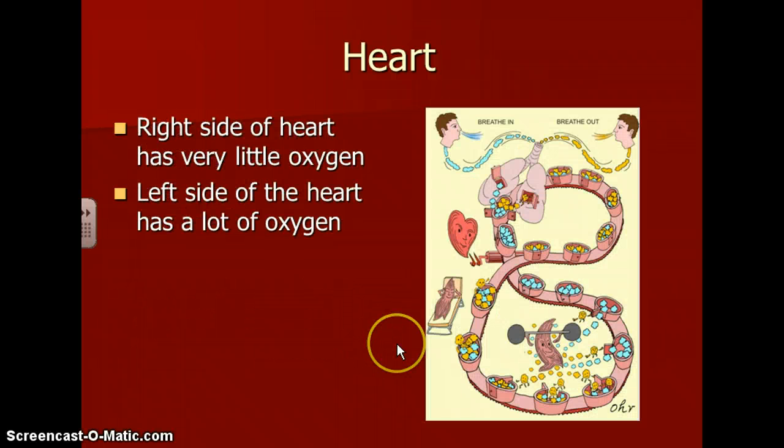The right side of the heart has very little oxygen, and the left side of the heart has lots of oxygen.